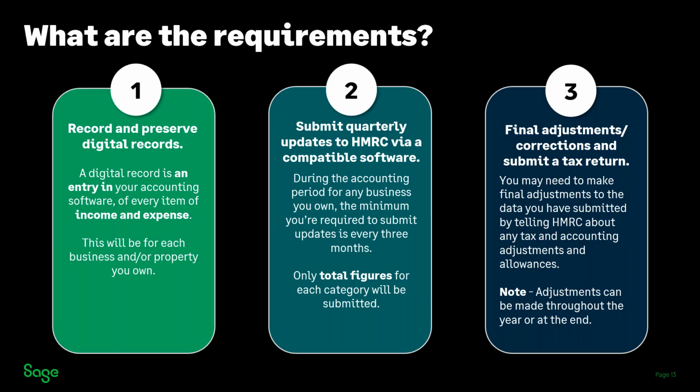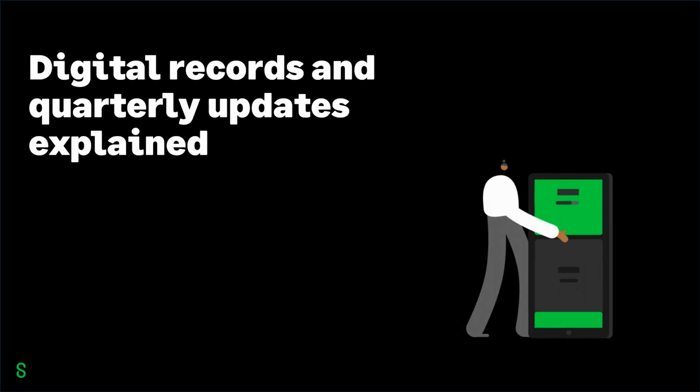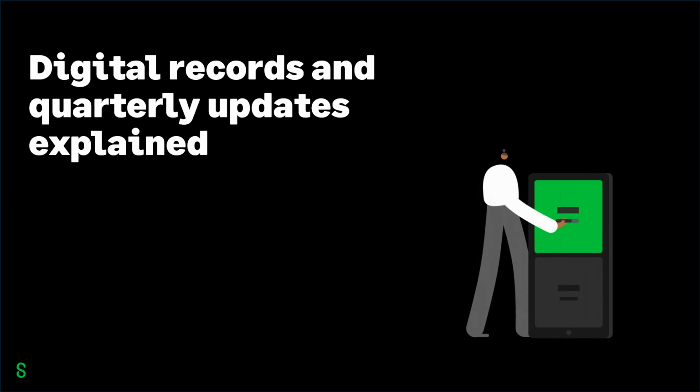Although you can make adjustments throughout the year, you may need to check if any final adjustments or you may need to claim any relief. And this can be done at this point. Once all of the checks have been done, you can then submit a final tax return confirming everything that has already been submitted is to the best of your knowledge. So let's have a look at the digital records and quarterly updates explained.